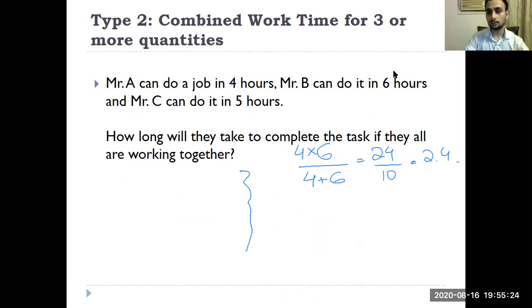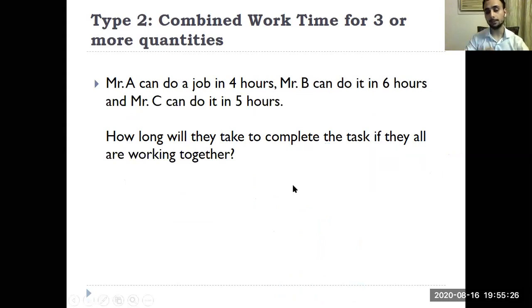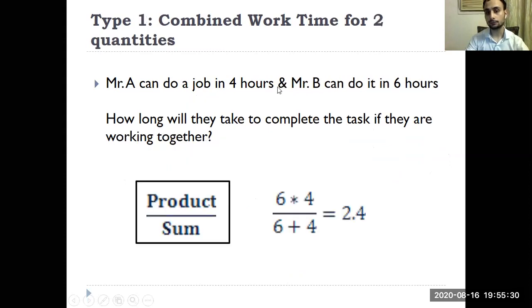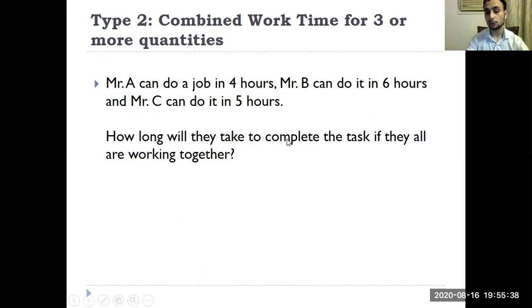Now let's try to take this one step further. यहाँ पे क्या type 1 में क्या हो रहा था? Type 1 में we had two friends who were working together. What if 2 से ज़्यादा लोग हों? What if 3 or more people show up? So what if you have Mr. A, Mr. B भी हो और Mr.